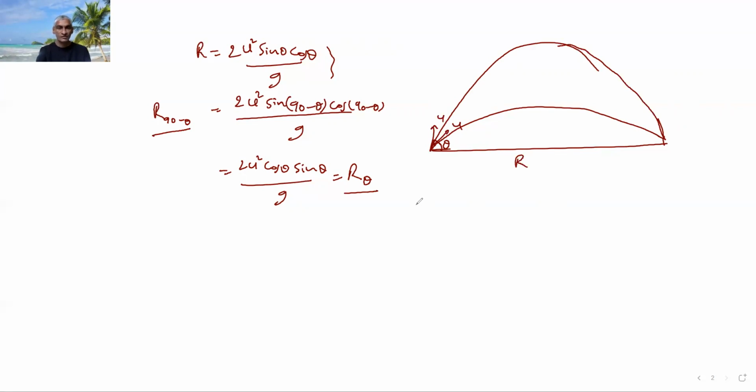We shall discuss a few more important points of this projectile in our next class.